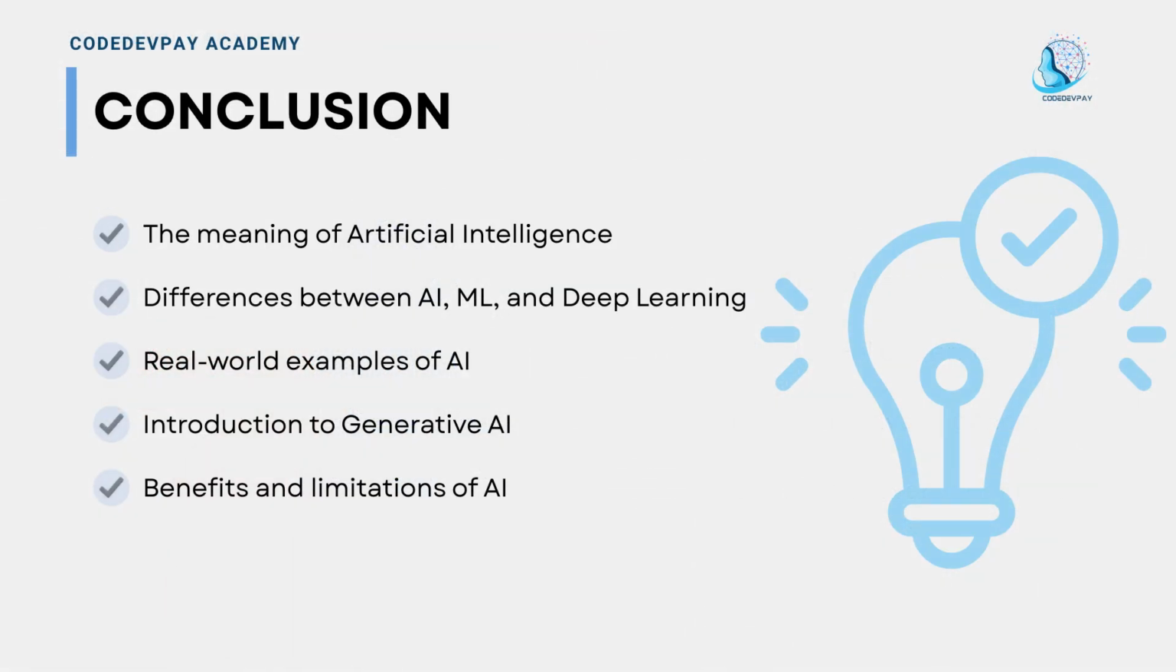So in this lesson, we've looked at the meaning of artificial intelligence, the difference between AI, machine learning, and deep learning. We've looked at some examples of AI, introduced generative AI, and also looked at the benefits and limitations of AI.